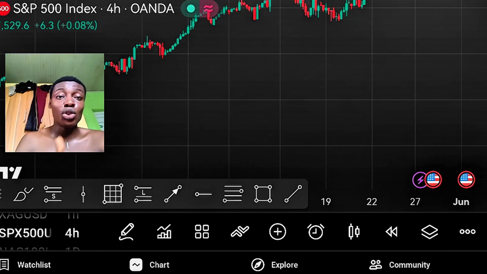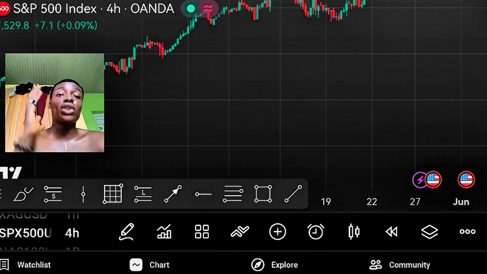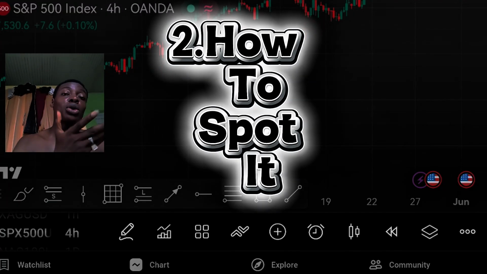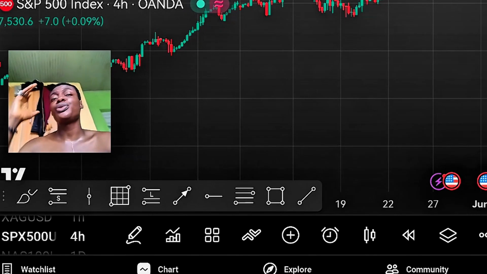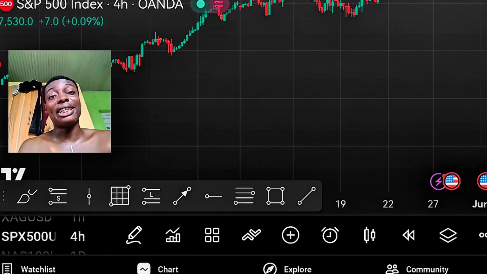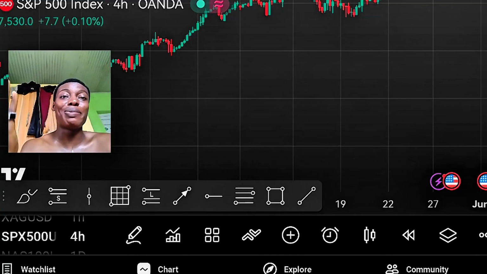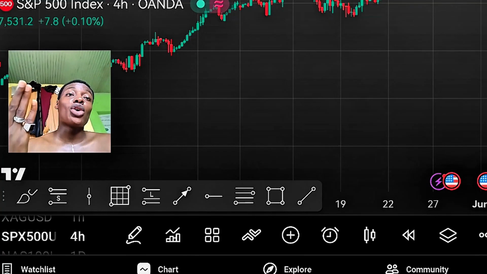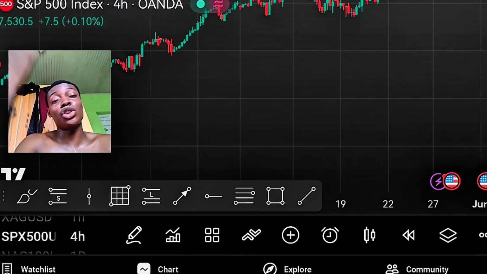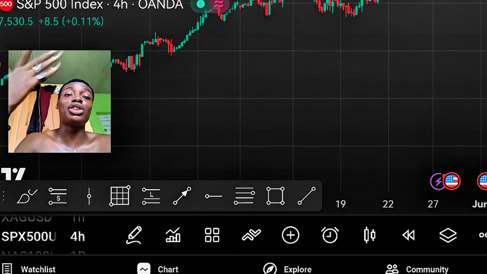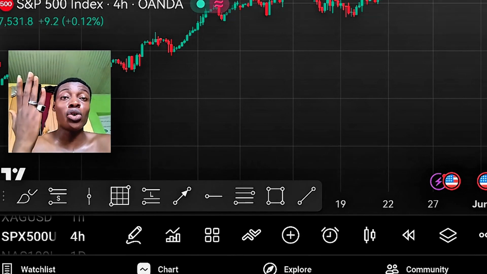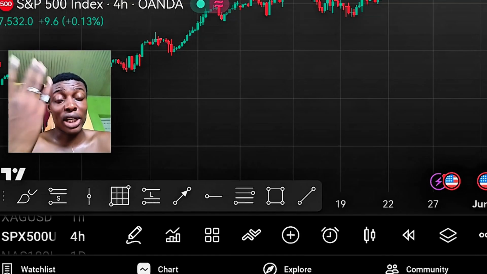So in this video I'm going to be showing you guys the meaning of equilibrium and how to spot them on the chart. So we are just going to start with the definition. Equilibrium is basically an imbalance where price has to retest for continuation of movement. It's just like a fair value gap and imbalance. So I'm going to be showing you guys a drawing to explain it.